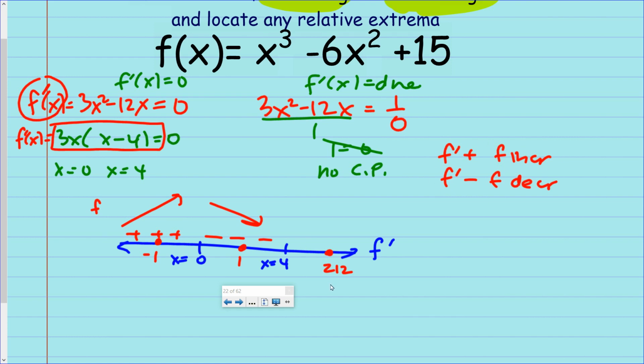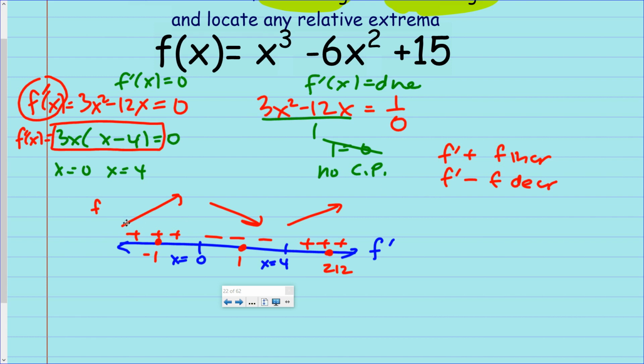Okay, let me put in 212. If I put in 212 here, positive or negative? Positive. What's a positive times a positive? Positive. So I'm going to get a positive here, and that means f is increasing. Guys, be careful. A lot of times for polynomials, we get positive, negative, positive, but it's not always true. So don't just think it's always alternating. You actually need to figure it out.